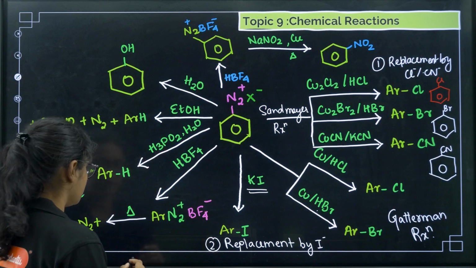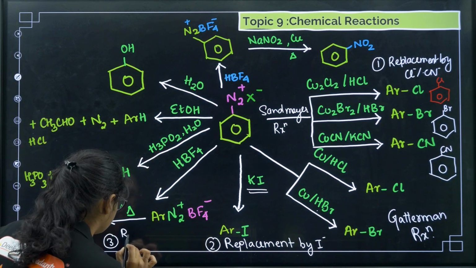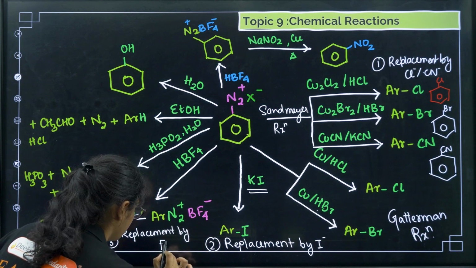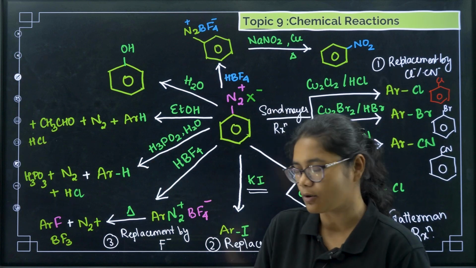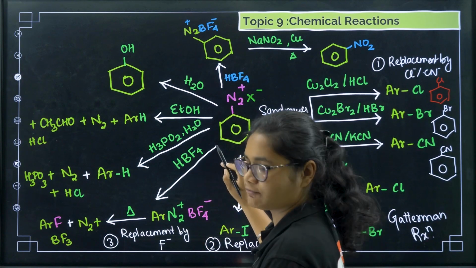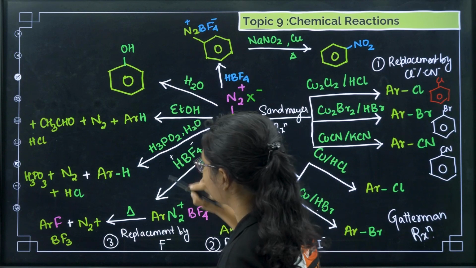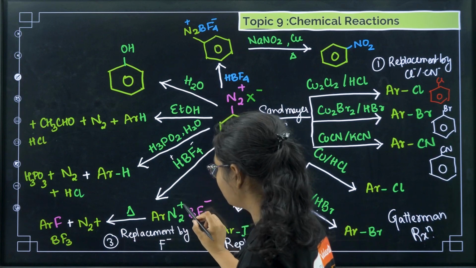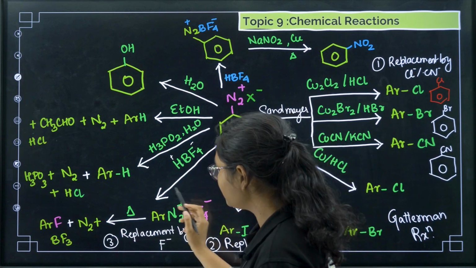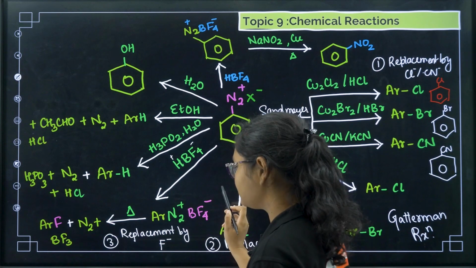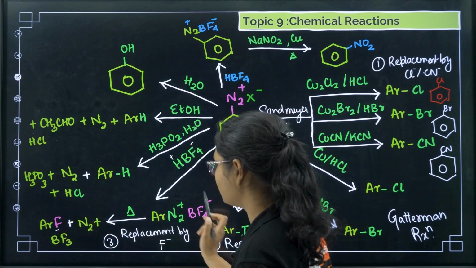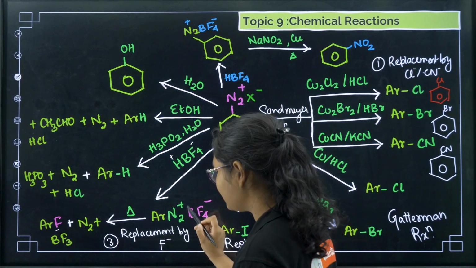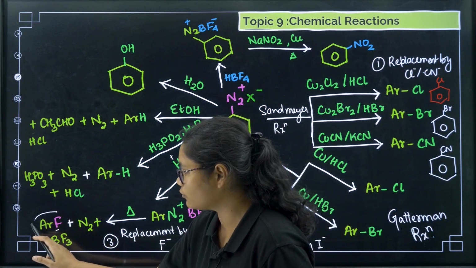The third one is replacement by fluorine, F minus. So here this is a little complicated. First you need to treat it with HBF4, that is H plus and BF4 minus. So N2 plus will take your BF4 minus. So we will get a salt where N2 plus and BF4 minus is present. Now after you heat this, this N2 plus will go and we will get ArF, that is fluorine will come here, N2 will evaporate, and from BF4 fluorine is taken and there is remaining BF3. So we will get here fluorobenzene.